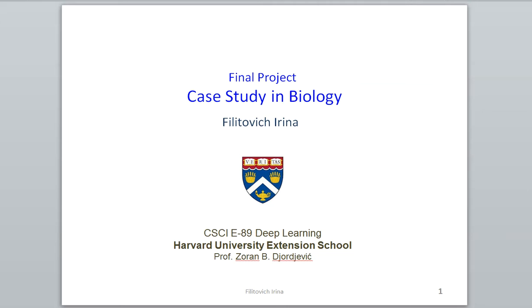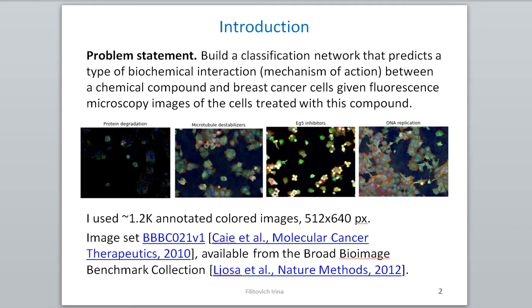Name is Irina Filitovic, and I would like to show you a demo of my final project called Case Study in Biology. The goal of the project is to build a classification network that would predict a type of biochemical interaction called mechanism of action in pharmacology between a chemical compound and breast cancer cells, given fluorescence microscopy images of the cells treated with the compound. This information is important for drug discovery. Here's what the images look like.